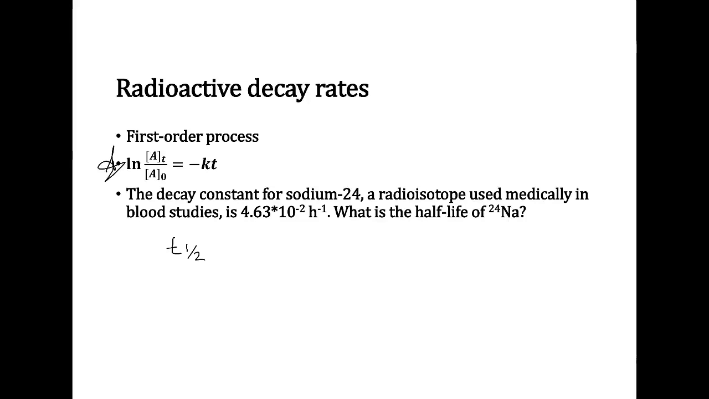T sub half is equal to 0.693 divided by K, 4.63 times 10 to the negative second per hour. And then T sub half should end up being 15.0 hours. Okay? Let's do a couple more examples.